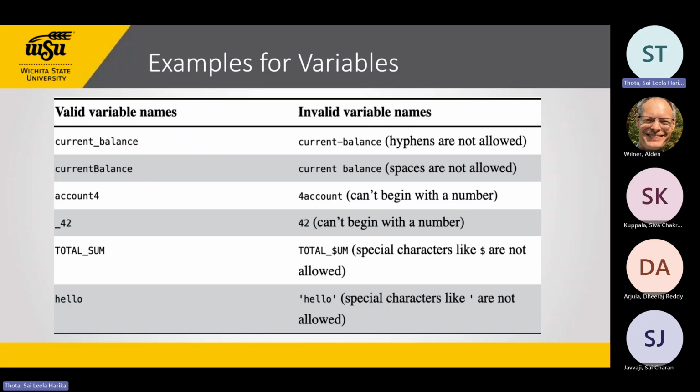Next, account4 is valid, but 4account is not valid, as variable names should not start with a digit. And _42 is valid, but 42 cannot begin a name because it starts with a digit. total_sum is valid, but total$sum is not, since special characters are not allowed in variable names. Hello is valid, but "hello" as a string is not allowed in variables.